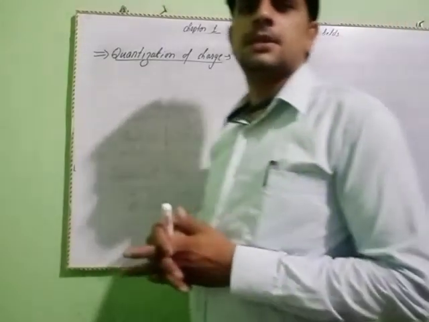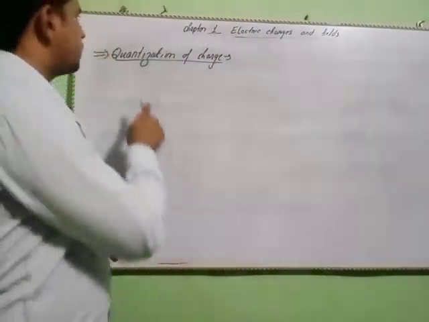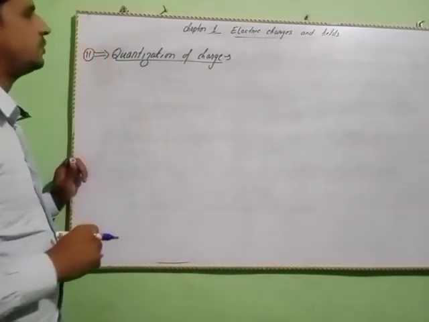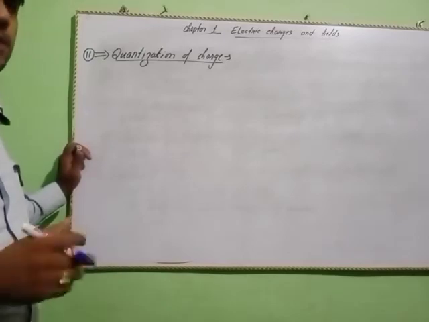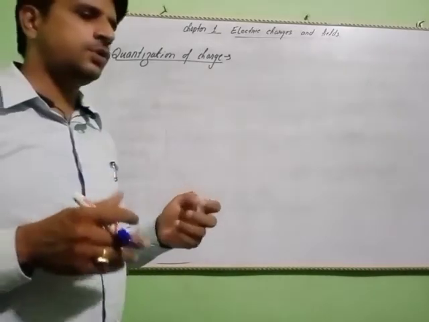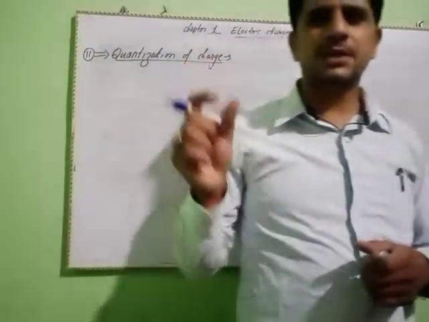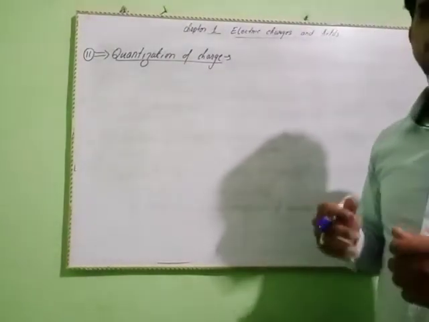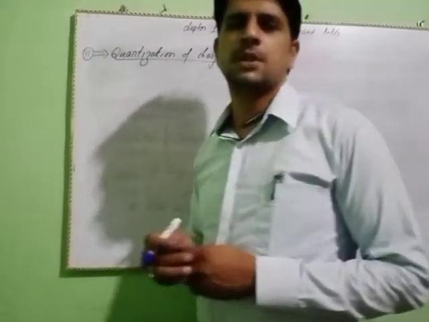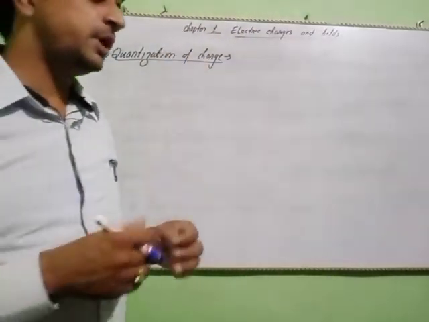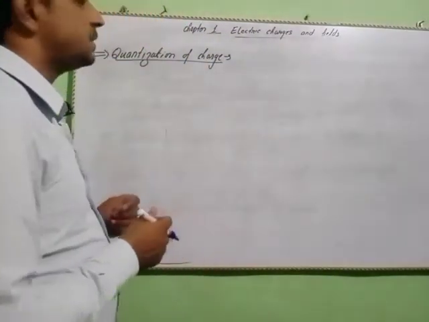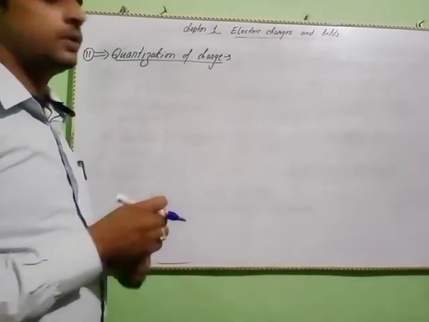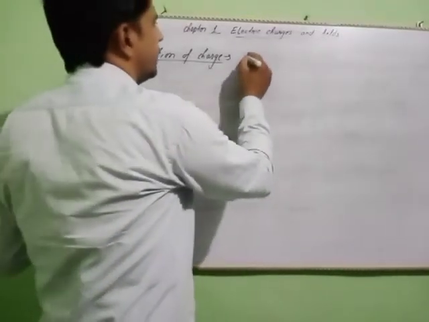Now let us discuss the second property of charge. The second property is known as quantization of charge. As I already told you, the elementary charge or the basic charge we have is the electron. So quantization of charge means what? That charge of a system is always quantized. What do you mean by quantized? Means the charge of a system is always an integral multiple of elementary charge e.